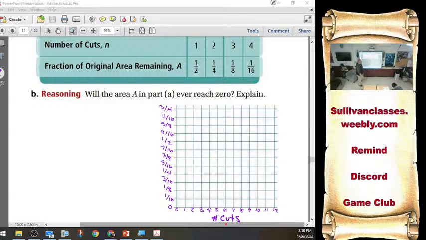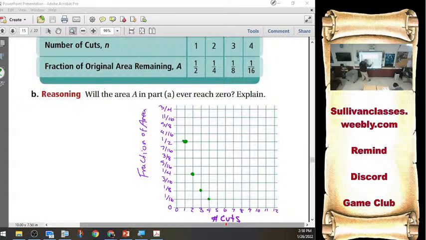Okay? So if I just count by 16ths and say this is the number of cuts and this is the fraction of area, now start plotting points. 1, 1/2. 2 cuts, 1/4. 3 cuts, 1/8. 4 cuts, 1/16. We just said it. What's going to happen at 5 cuts? 1/32.